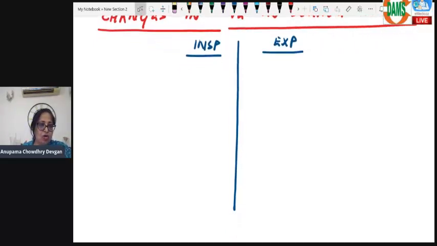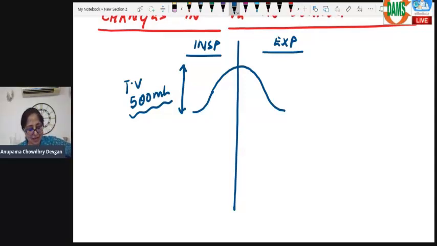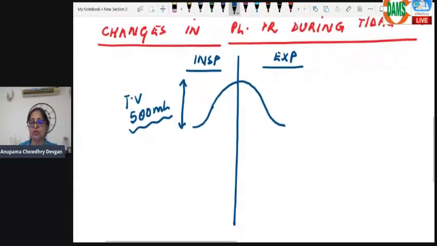The diaphragm is the main muscle of tidal respiration. The diaphragm is relaxed at FRC, at the end of tidal expiration. Now let's see, if this is the tidal volume here, this is tidal volume, 500 ml. This is the volume of air inspired or expired. We inspire 500 ml during a tidal inspiration and expire 500 ml during a tidal expiration.